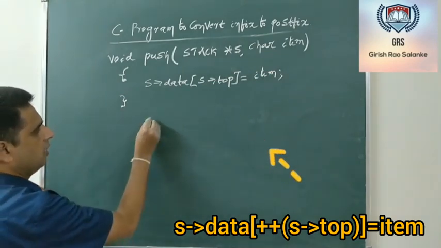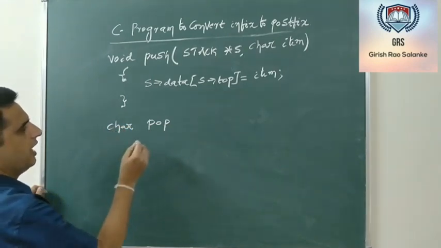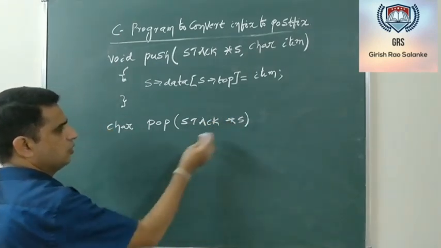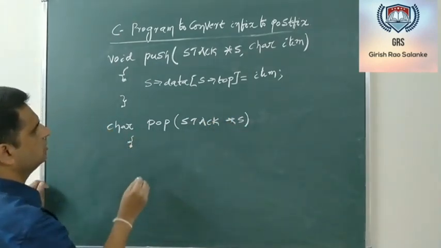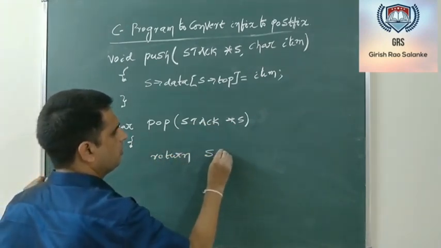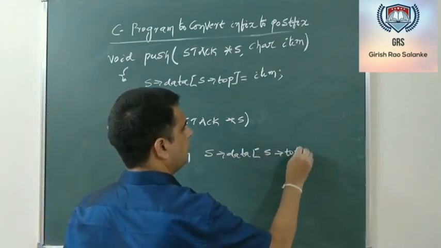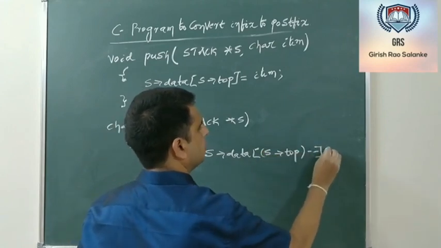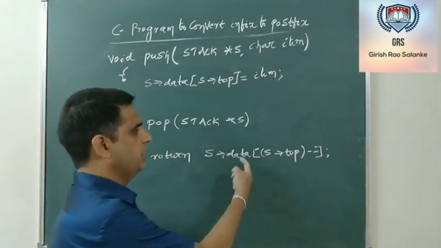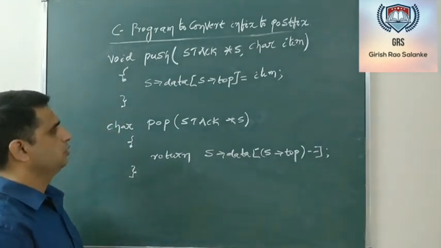Now we'll write the pop operation. Whenever we pop, we are going to get a character from the stack, so the return type of pop is char. The argument to pop was just the reference of the stack, so only one argument. Even this is one statement: return s->data[s->top--]. If you remember, in case of pop, we retrieve the topmost element and then we decrement top. It is post decrement. So this is about the push and pop operations.